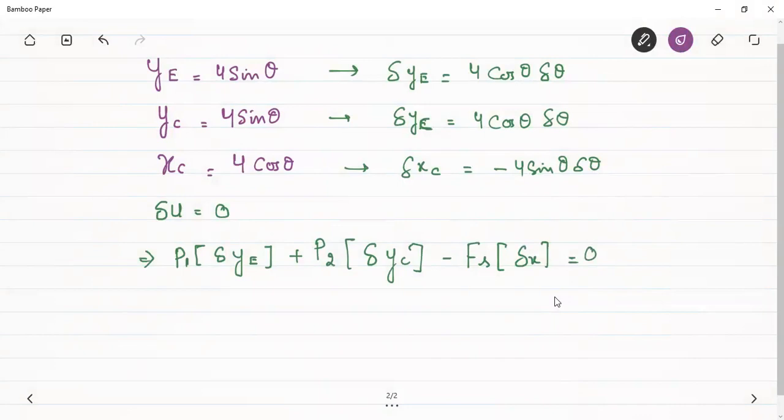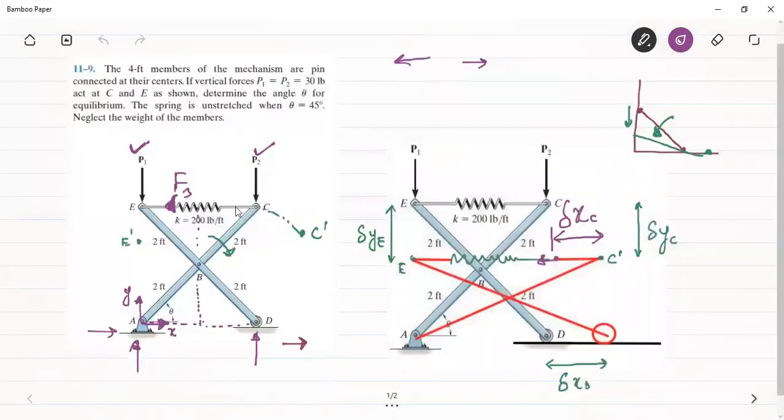Now we have to calculate the spring force as well, isn't it? So spring force will be equal to K into X, where K is the spring constant, and X is the displacement, the extension of the spring. So let's see what is the extension of the spring.